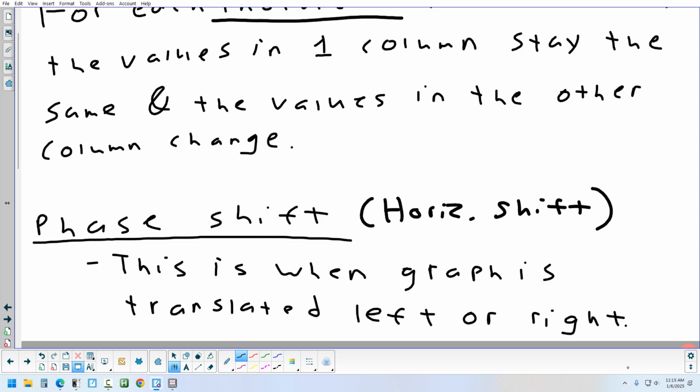The nice thing about the transformations is that every transformation that we know is exactly the same for trig functions as it has been for every function we've done on here.